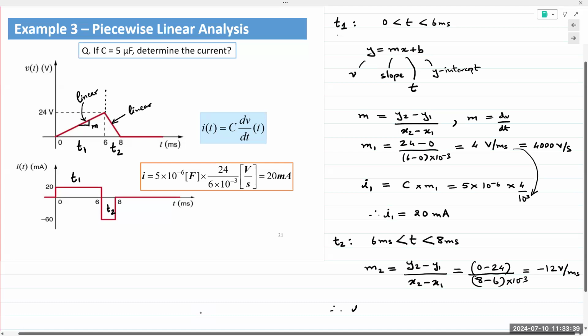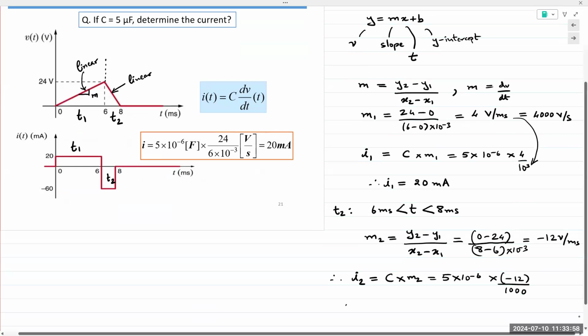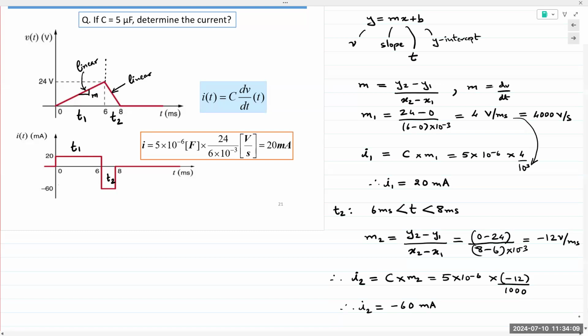And therefore, I2 is C times M2, 5 into 10 raised to minus 6 into minus 12 divided by 1,000. And therefore, I2 is minus 60 milliamps, which is what we have here.